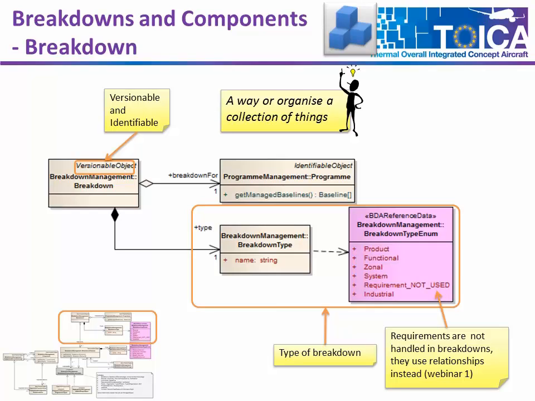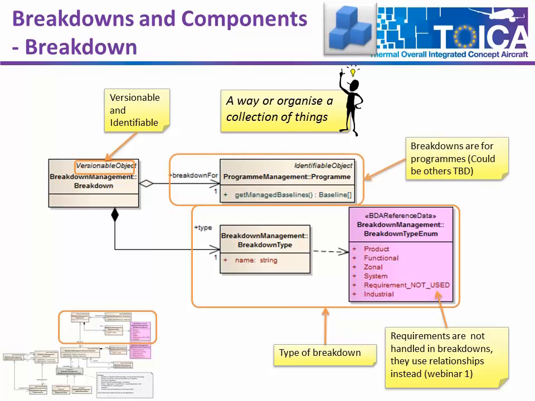Note, requirements are not handled in breakdowns, or rather not handled in breakdown structures. They have relationships between them, for example, derived or composed relationships, and this was covered in the first webinar. Breakdowns are of something. In TOICA we have already expanded what this is possible to be types of objects, and also in AP 239 there are considerably more types of objects.